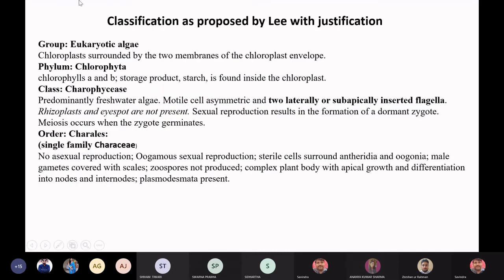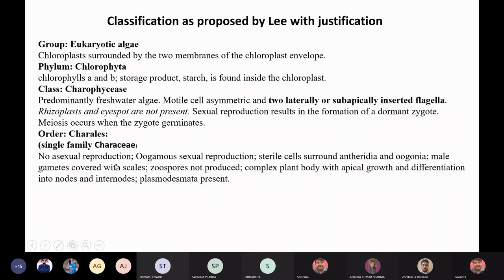We have come to the life cycle. The classification up to Charophyceae is the same as what we did for Coleochaete. For Charales, we know that Charales is the only order and Characeae is the only family of this order, and that's why we are justifying both things, order as well as family, together. And how can we justify it?